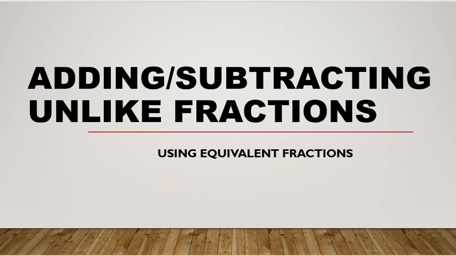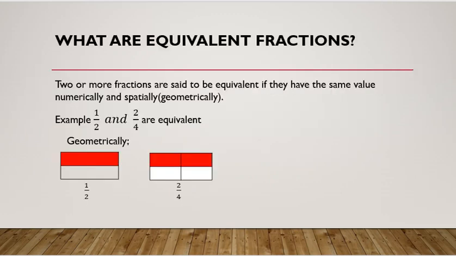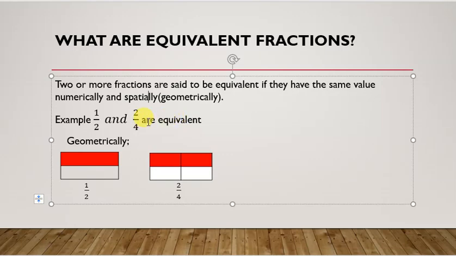First of all, let's look at what equivalent fractions are. Equivalent fractions are said to have the same value numerically and spatially or geometrically. An example is 1 out of 2 and 2 out of 4. If we believe that these are equivalent, it means that their geometrical or spatial representations are equal.